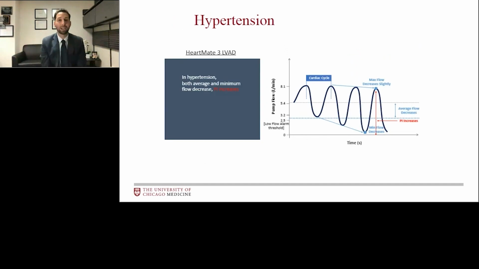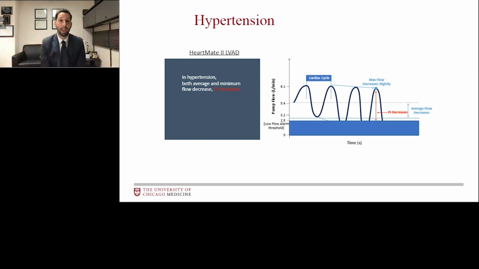Back to our flow versus time curves, and here we'll focus on HeartMate 3. In response to hypertension, both systolic flow goes down and diastolic flow goes down. Again, diastolic flow goes down more than systolic flow. Because of this, there is more variation in flow, which means there's more variation in power. The HeartMate 3 sees all of this variation in flow and power and correctly interprets this as an increase in pulsatility index.